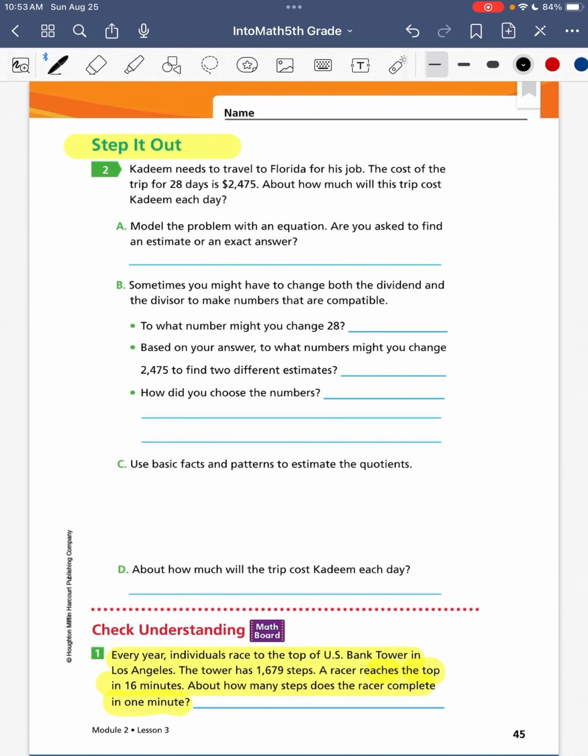All right, step it out. Number 2. Kadeem needs to travel to Florida for his job. The cost of the trip for 28 days is $2,475. About how much will this trip cost Kadeem each day? Model the problem with an equation. Are we asked to find an estimate or an exact answer? Our key word for estimating is about, which means we do not need the actual number. So, to help us out, our equation will be 2,475 divided by 28.